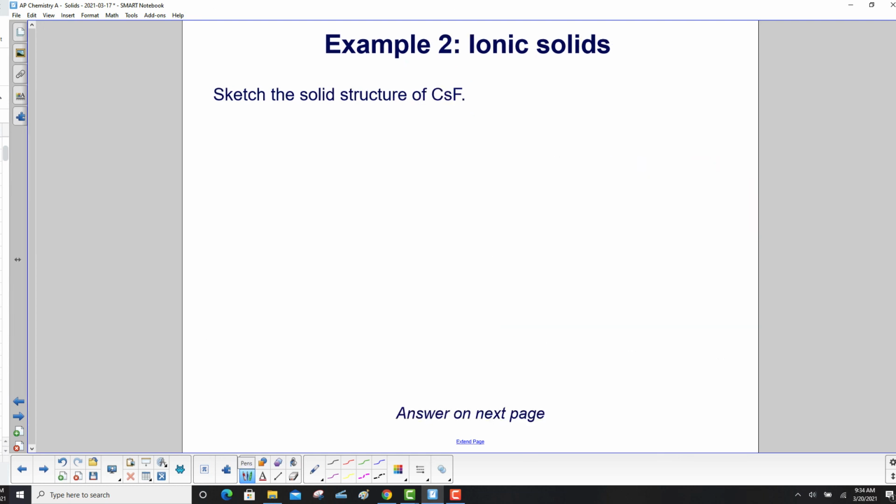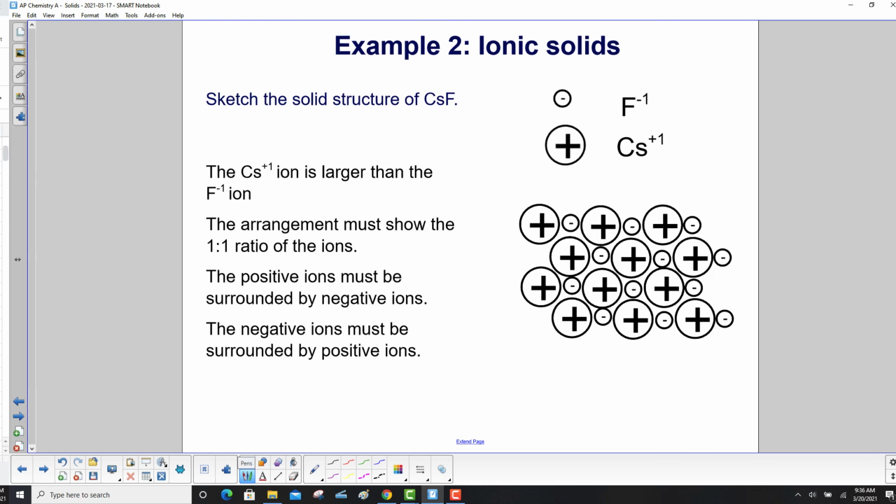Sketch the solid structure of cesium fluoride. You'll need to consult the periodic table that showed the sizes of the various ions, and we find that the cesium +1 is larger than the fluoride -1 ion. So the arrangement must show the 1-to-1 ratio of the ions, the positive ions must be surrounded by the negative ones, and the negative ions must be surrounded by the positive ions.